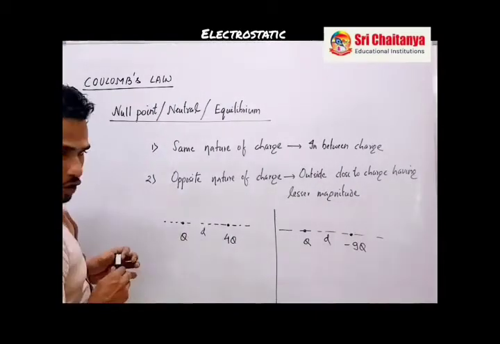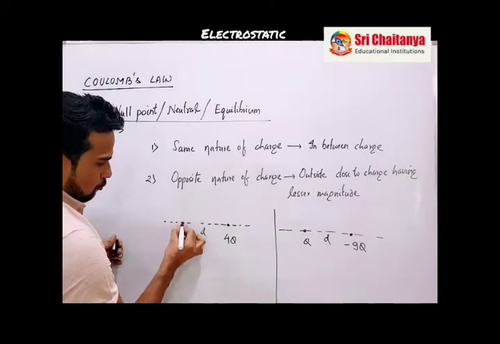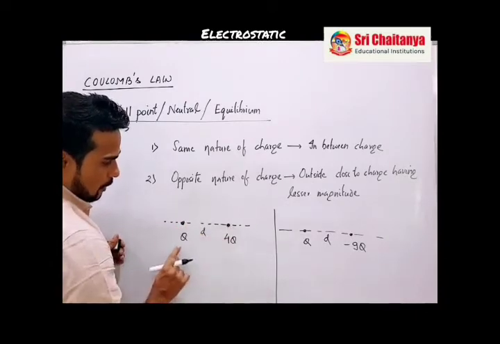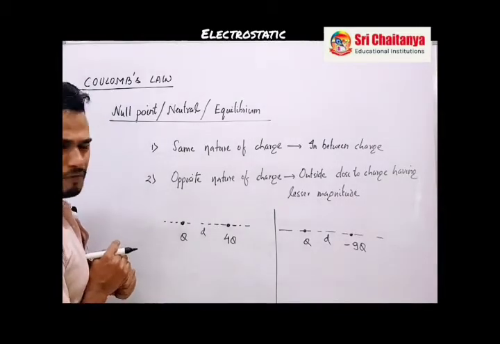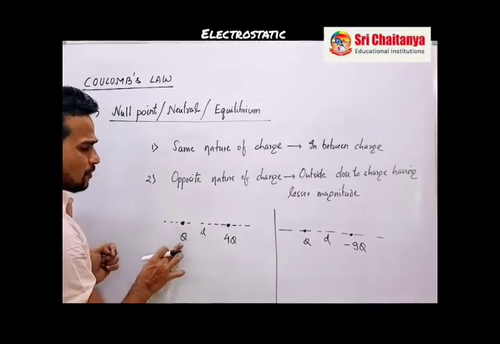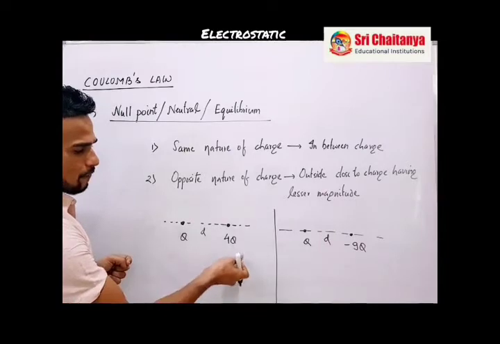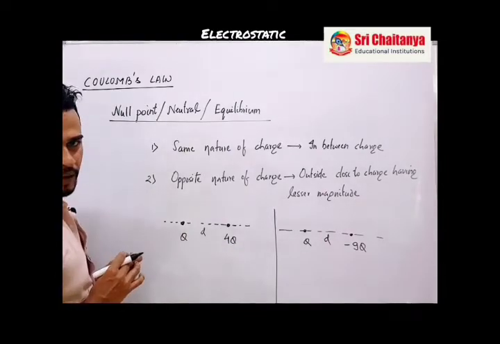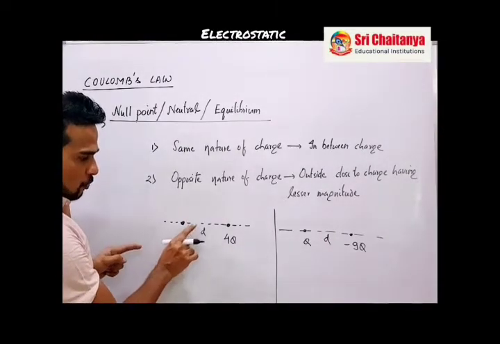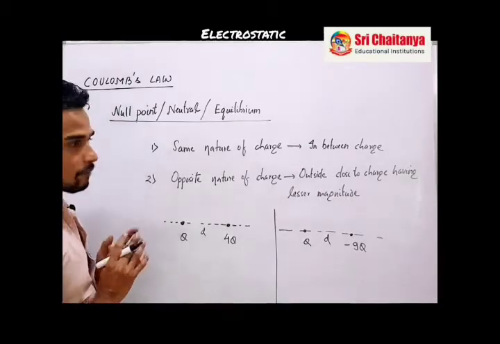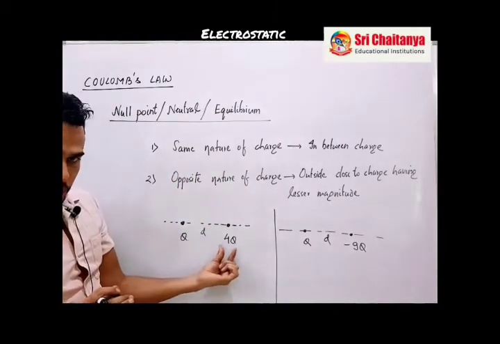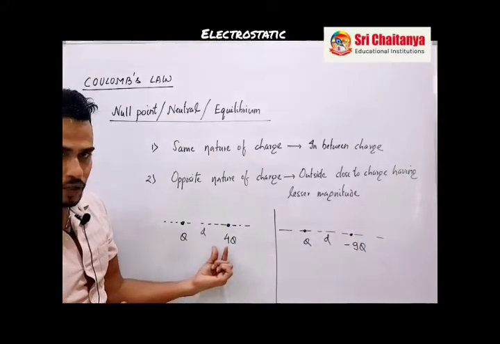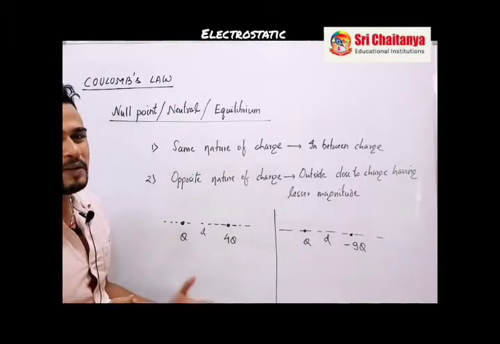If you see in this question, two charges are there, q and 4q, separated by distance d. They will ask you to find the distance of the null point from charge q, or from charge 4q. Always remember, first you must know where the null point will exist, and for that this method will be used. You can see q and 4q, charges are of the same nature, so the null point will exist between the charges.